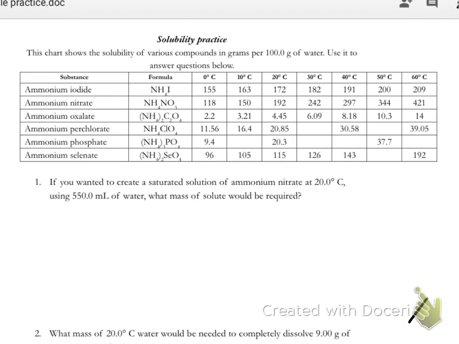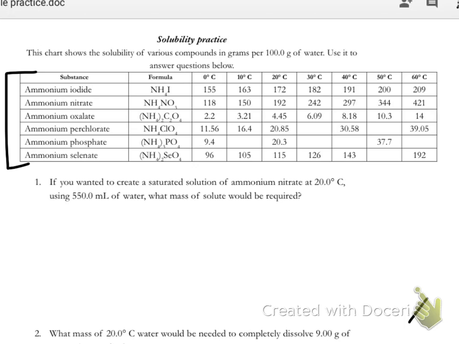And what I've got here is a solubility table. And this is the solubility of various compounds in grams per 100 grams of water. So note that we're using a mass of water as well as a mass of the solute. And this is just a small sampling. We've got ammonium iodide through ammonium selenate. And what do you notice? I'm going to give you a copy of this. What trends do you see? Give me one trend.